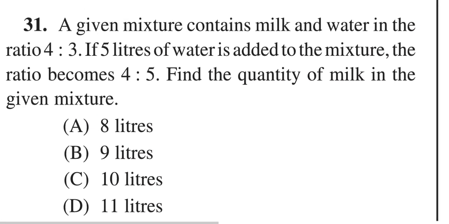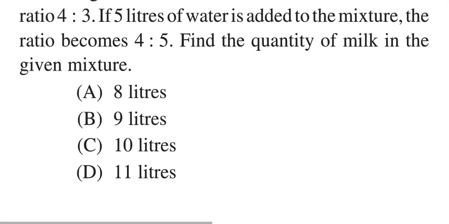This will be the last question for this video, and in our upcoming class we will try to discuss the rest. It says a given mixture contains milk and water in the ratio 4:3. If 5 liters of water is added to the mixture, the ratio becomes 4:5. Now we have to find the quantity of milk in the given mixture: 8 liters, 9 liters, 10 liters and 11 liters. I will not try to show you, I have already talked. Let me give you the correct answer. The correct answer of this question will be number C, that is 10 liters.